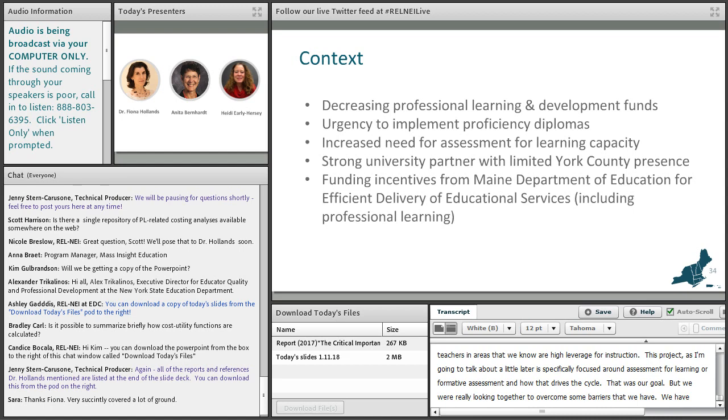We have some good resources in our state on this topic, but where we're located in the state, it's an hour-plus drive for our teachers to participate in some of these opportunities that, for example, the University of Southern Maine might offer. And we wanted to bring those opportunities to our teachers and work together in order to try to be more efficient and reach more teachers.